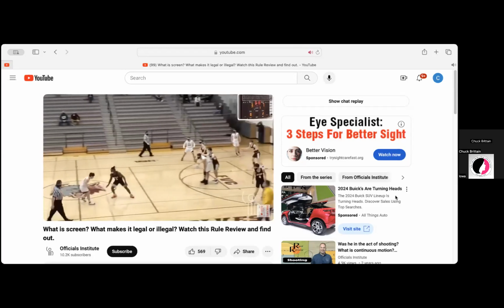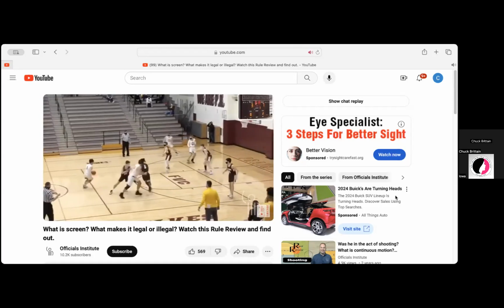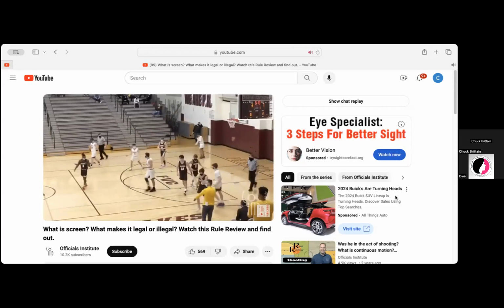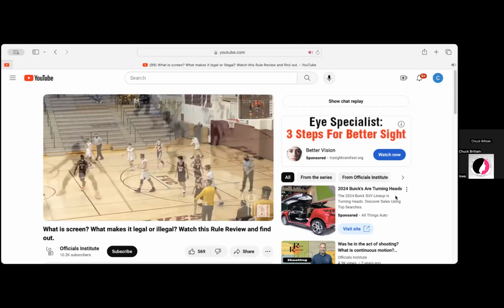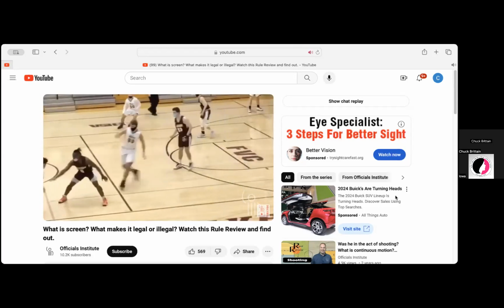In our last video, the ball is being brought up the back court, and when the dribbler gets to the front court, a teammate comes up to set a screen and then moves down along with the opponent in an effort to continue screening. Let's zoom in and take a closer look.